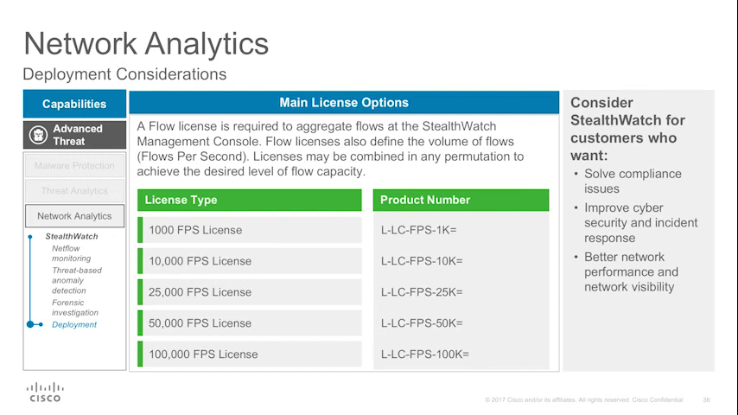Every deployment must include at least one StealthWatch Management Console, a Flow Collector, and a Flow Collection license. A Flow license is required to aggregate flows at the StealthWatch Management Console. Flow licenses also define the volume of flows per second that may be collected. Licenses may be combined in any permutation to achieve the desired level of flow capacity.